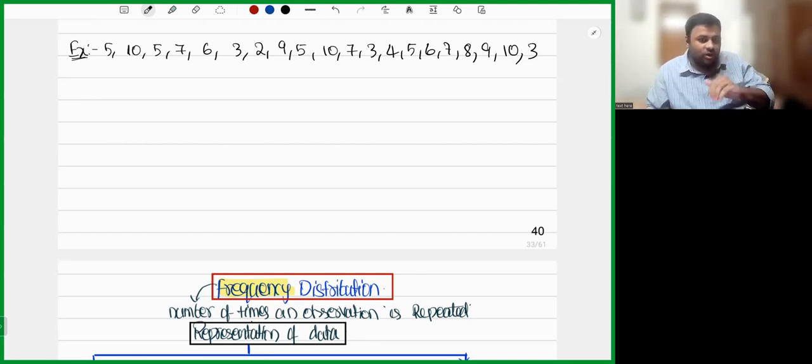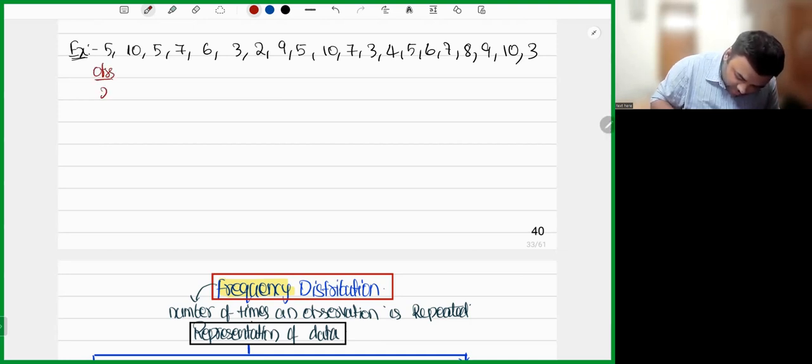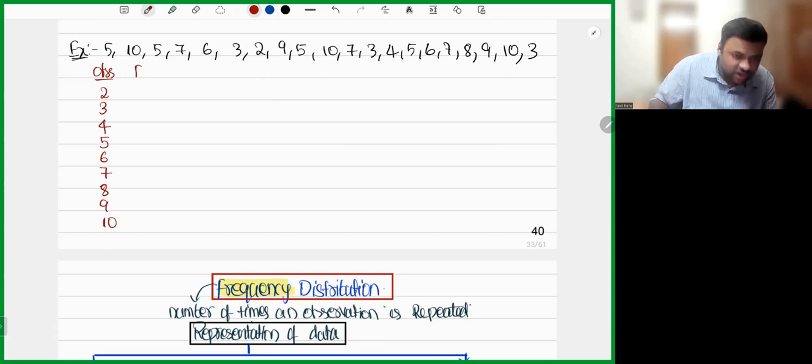Now I'll convert it into discrete data. See how. The least value here is 2 and the highest value is 10. So first I'll record the observations: 2, 3, 4, 5, 6, 7, 8, 9, 10. Now with respect to these observations, let us record the frequency.